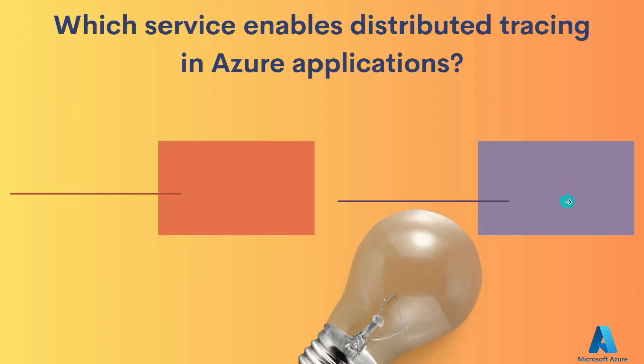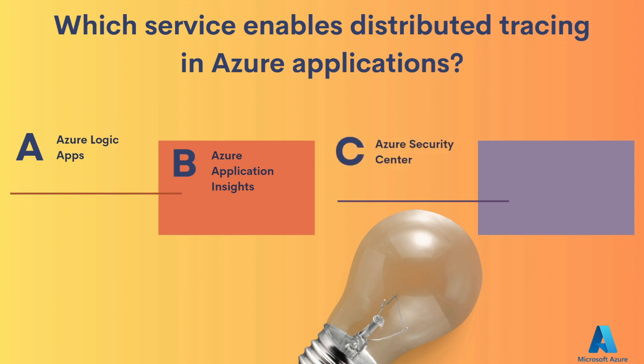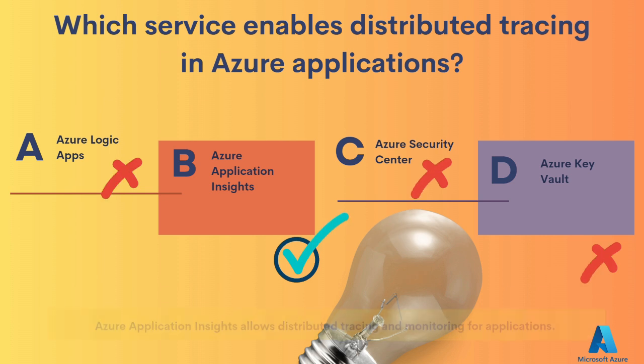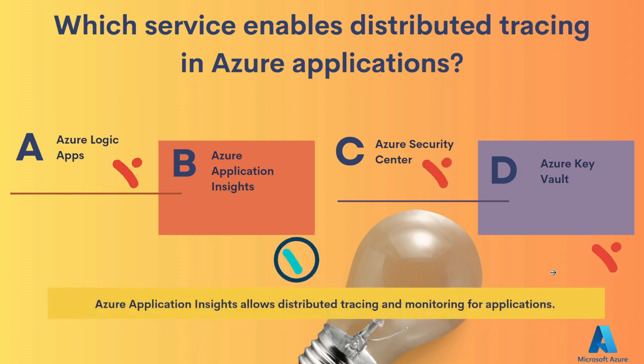And our next question is, which service enables distributed tracing in Azure applications? And our options are Azure Logic Apps, Azure Application Insights, Azure Security Center, Azure Key Vault. And the right answer is Azure Application Insights. Azure Application Insights allows distributed tracing and monitoring for applications. Let's go to the next question.